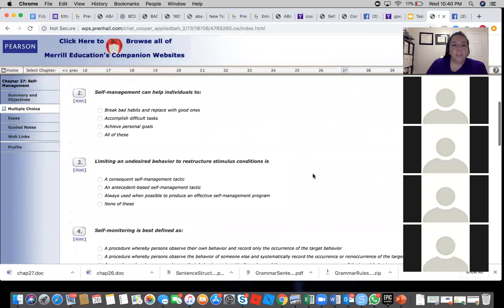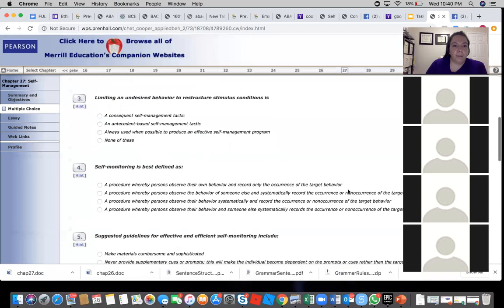Number 2, self-management can help individuals to A, break bad habits and replace them with good ones, B, accomplish difficult tasks, C, achieve personal goals, or D, all of these. All of these. Perfect. Awesome.